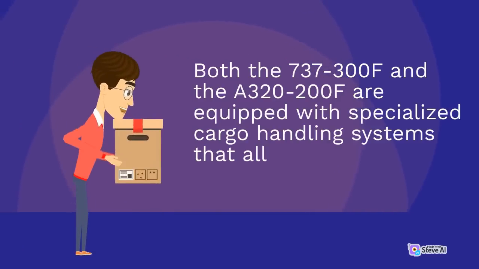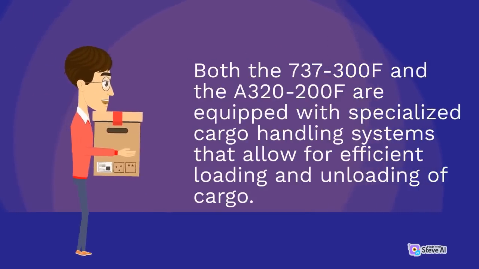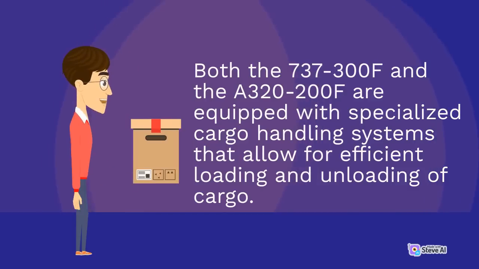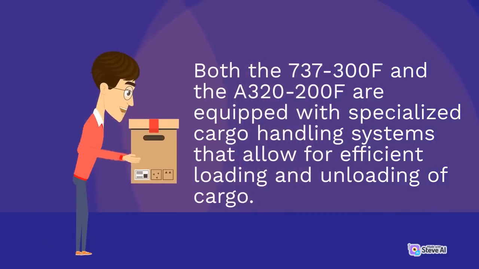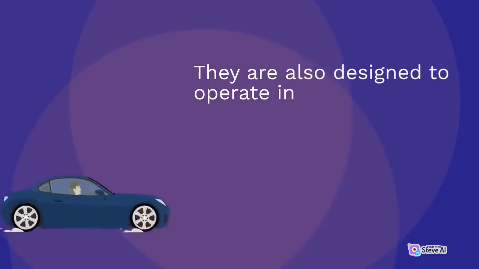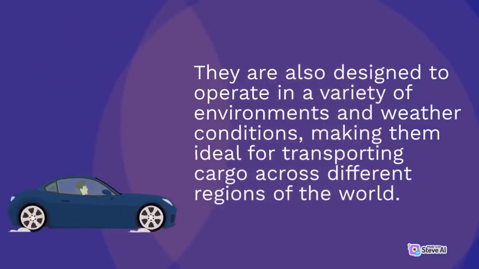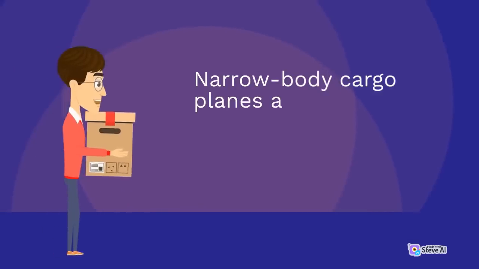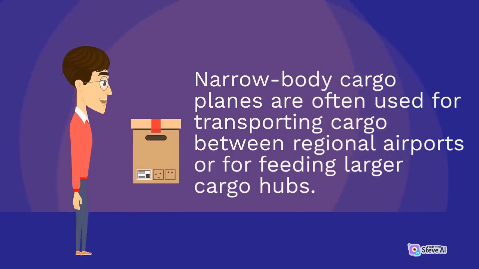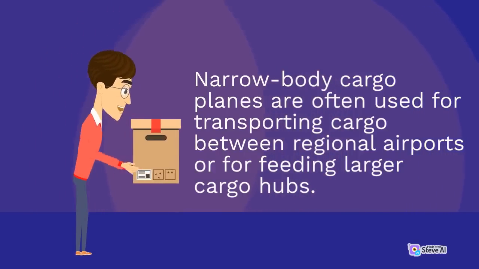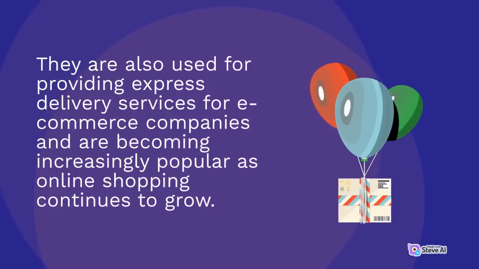Both the 737-300F and the A320-200F are equipped with specialized cargo handling systems that allow for efficient loading and unloading of cargo. They are also designed to operate in a variety of environments and weather conditions, making them ideal for transporting cargo across different regions of the world. Narrow-body cargo planes are often used for transporting cargo between regional airports or for feeding larger cargo hubs. They are also used for providing express delivery services for e-commerce companies and are becoming increasingly popular as online shopping continues to grow.